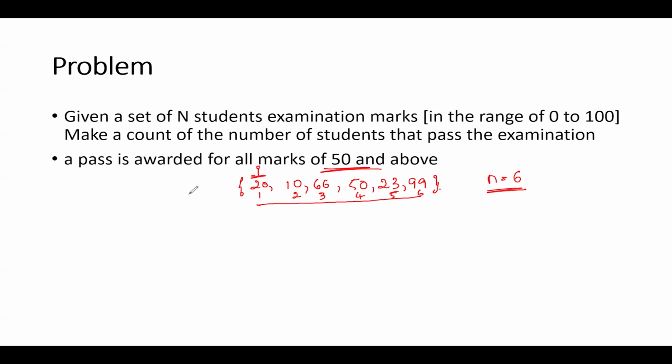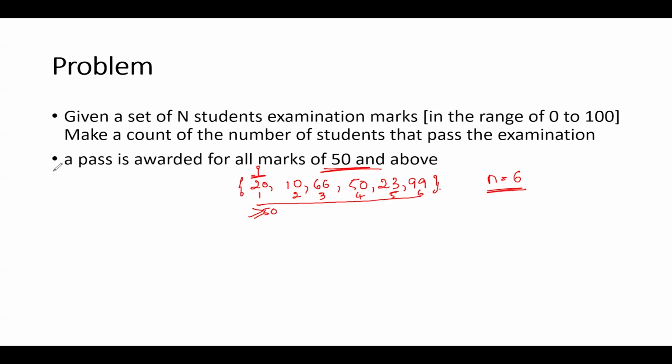Next condition here is that we need to check for a particular condition. That is, we will see whether the very first element is greater than or equal to 50. If it is, then I need to have a counter which I'm going to increment. All right.